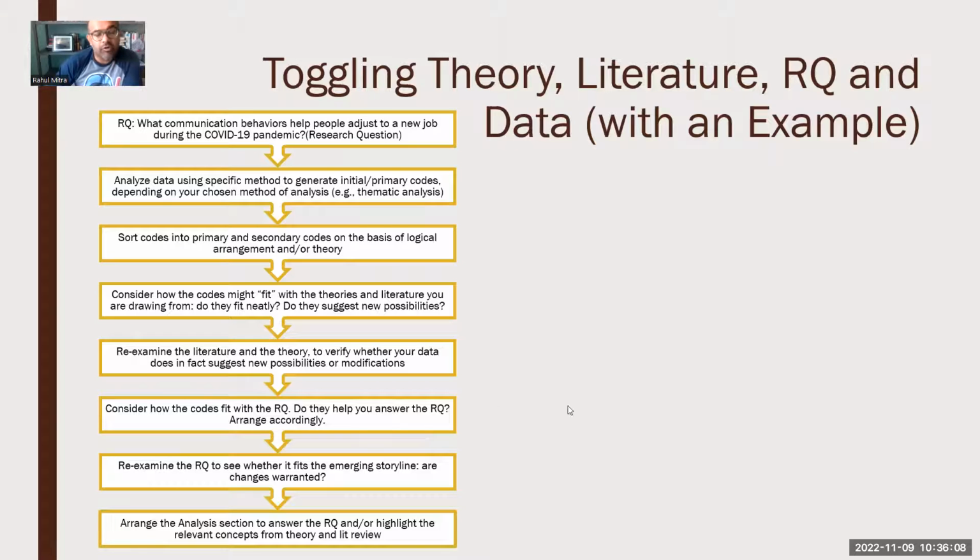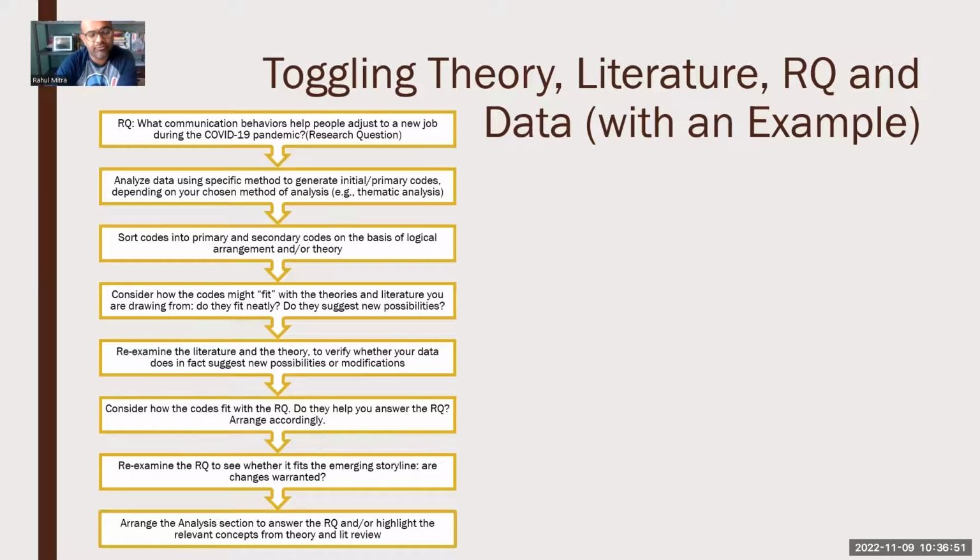You would then consider how the codes fit with the research question. Do they help you answer the research question? Sometimes they will. And if they do, you want to arrange your codes in your findings section or your results section accordingly. I always ask my students to arrange the results and findings section in the arrangement of the research questions. If they have a particular research question or two research questions, then the finding sections should be arranged according to research question 1, research question 2, and within the research questions, the different subsections or parts of the research question.